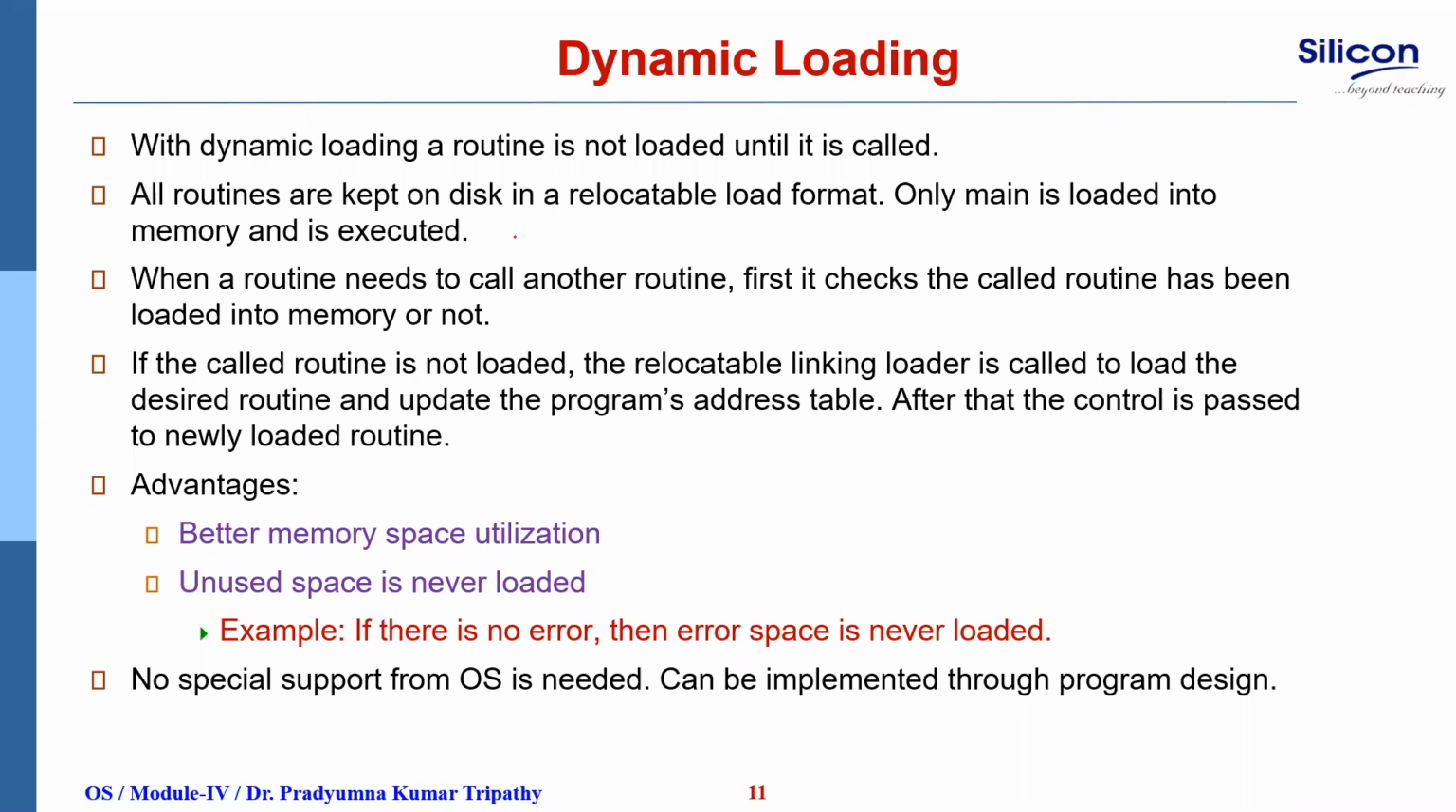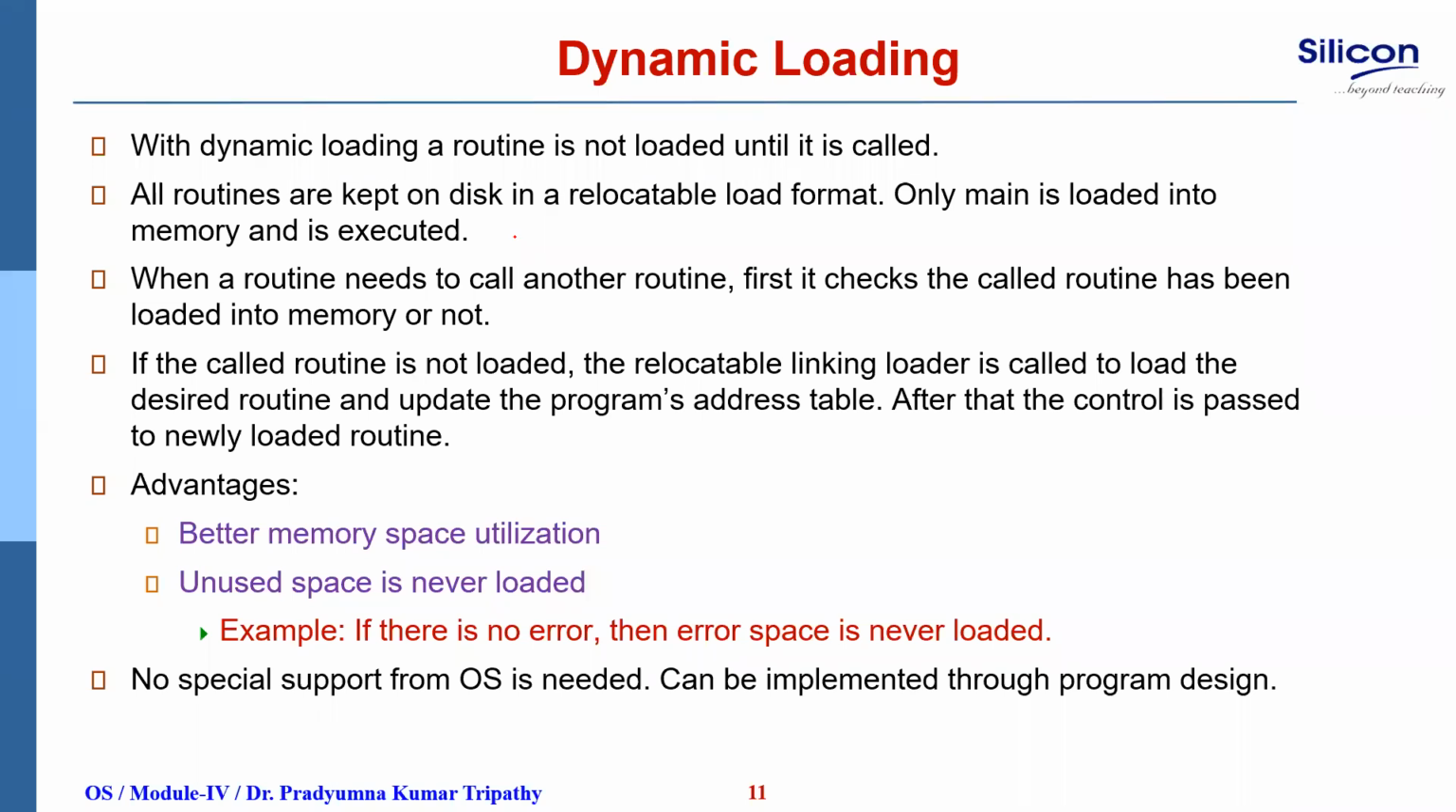When a routine needs to call another routine, it first checks whether the called routine has been loaded into memory or not. If the called routine is not loaded, the relocatable linking loader is called to load the desired routine and update the program's address table.